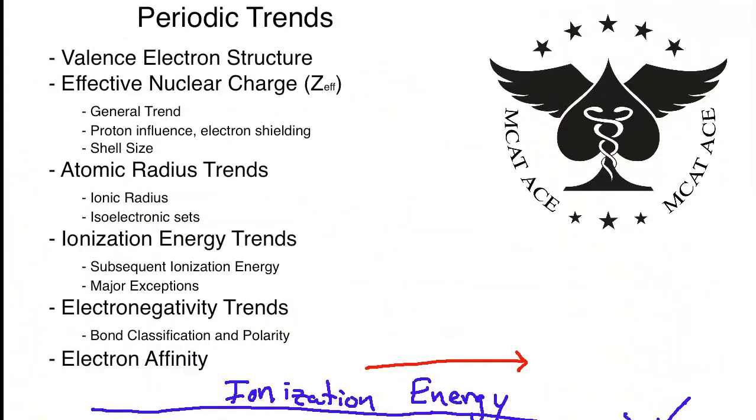So if we take a look and we come back up here, the next thing we want to talk about is the electronegativity trends, and then we're going to wrap up with electron affinity. So let's clear the board, and then we'll talk about electronegativity and bond polarity.